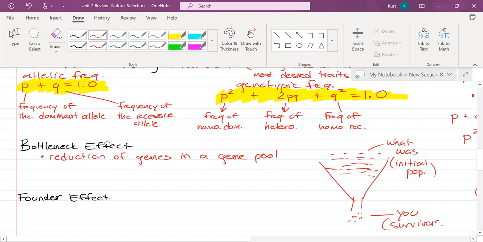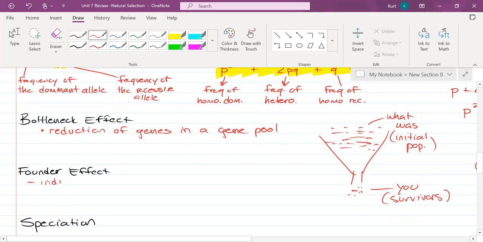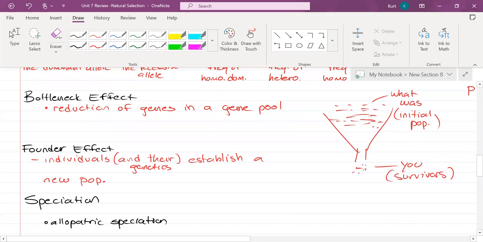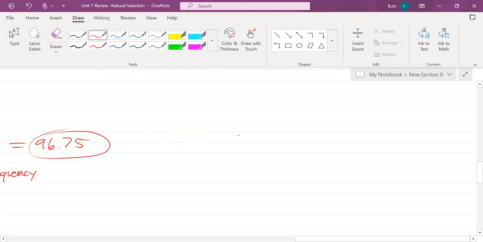The founder effect is where individuals and their genetics establish a new population. So let me do an example of this. I was thinking about this on my way to plant today. Let's say, and this is just my crazy brain, let's say we have a population of bunny rabbits.